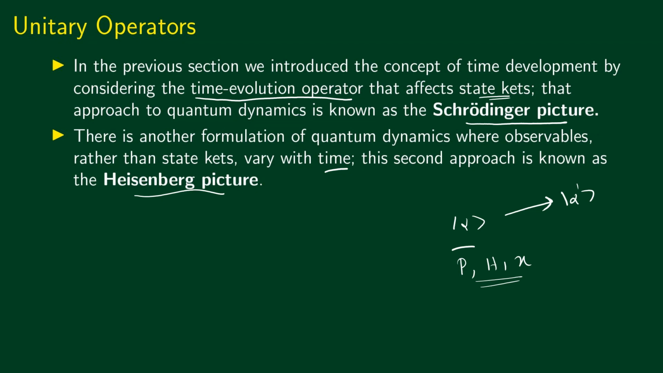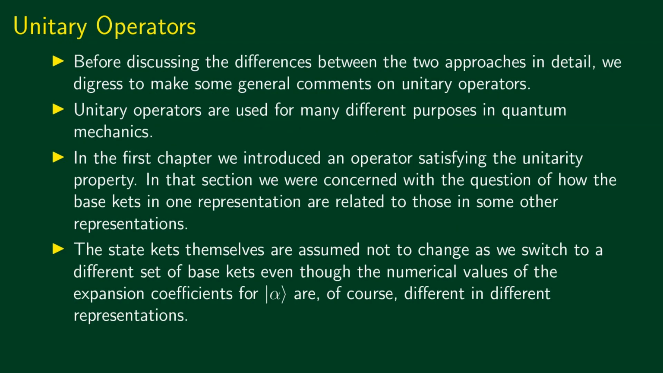But we can also talk about the change in operators, right? We can think of states as not changing and operators as changing in time. And this approach is known as the Heisenberg picture. Before discussing the details of the differences between the two approaches, let's talk a little bit about unitary operators. Let's make a few general comments.